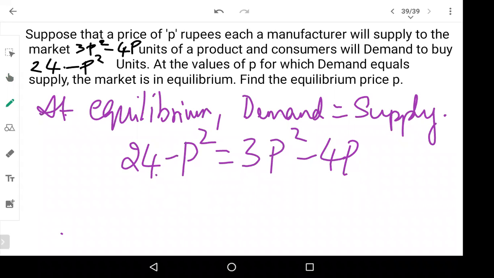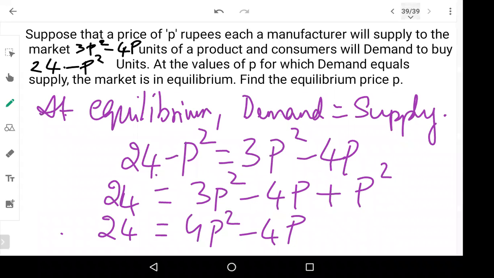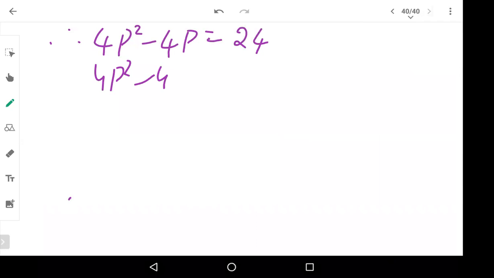Now simplify the expression. So you have 24 is equal to 3P square minus 4P. I'll take P square to the other side, plus P square. So 24 is equal to 3P square plus 1P square, which is 4P square, minus 4P. Therefore, 4P square minus 4P is equal to 24, so 4P square minus 4P minus 24 is equal to 0.